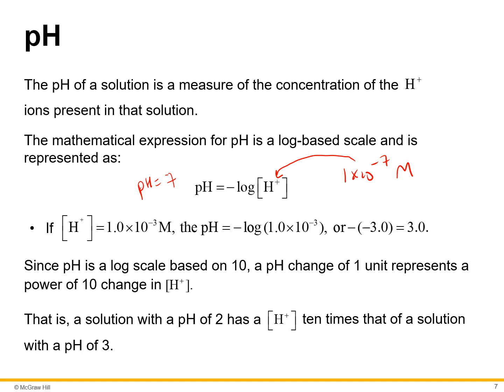And if you compare something like pH 2 versus pH 3, the difference between those two is a factor of 10. So pH 2 is 10 times more acidic than pH 3.